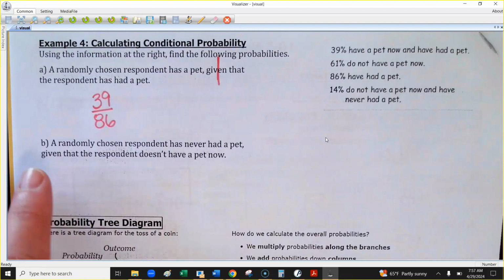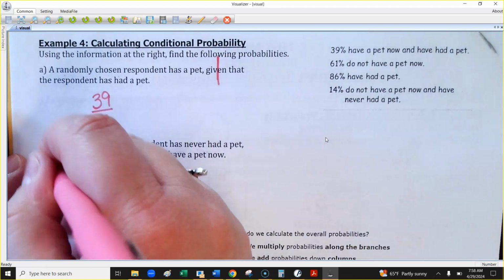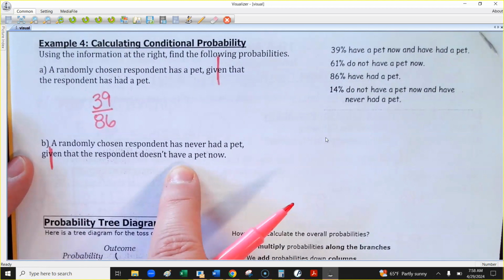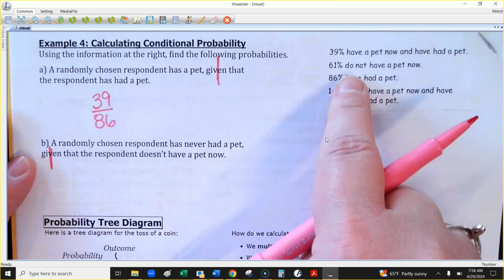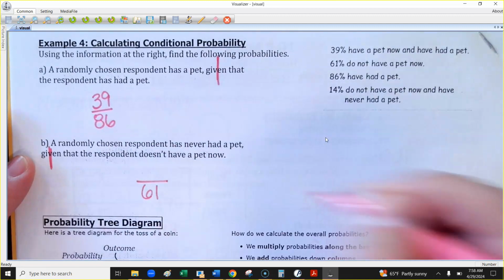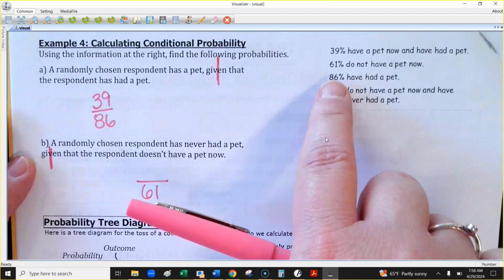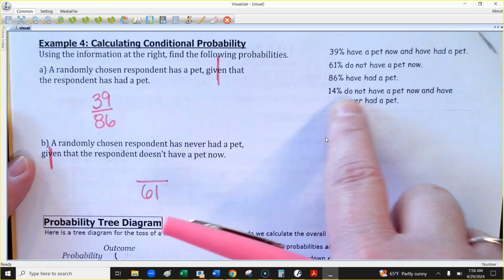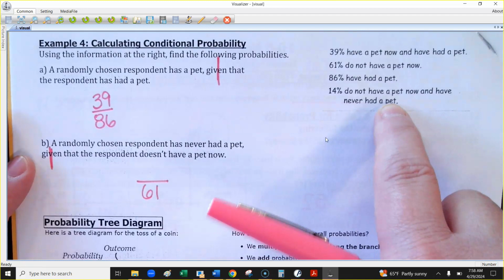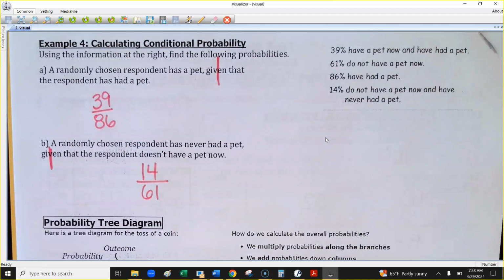This one says randomly chosen respondent has never had a pet given, so this would be our bar, the respondent doesn't have a pet now. So you're looking for doesn't have a pet now, which is that 61. That should go on the bottom. Randomly chosen person has never had a pet. If you look through here, it says 14 don't have a pet now and have never had a pet. So the 14 would go on the top of the 61 to calculate the probability there. And that does not reduce. Does anybody have a question?